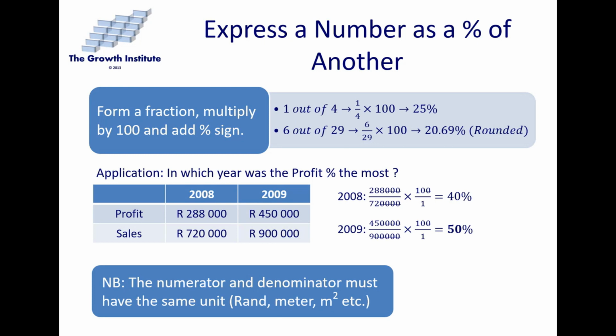We multiply it by 100, we get 25, and we add the percentage sign, and that is 25%. 6 out of 29 is 6 divided by 29, or 6/29ths if we turn it into a fraction. We multiply by 100, we get 20.69 rounded, and we add the percentage sign, and so we can say it's 20.69%.